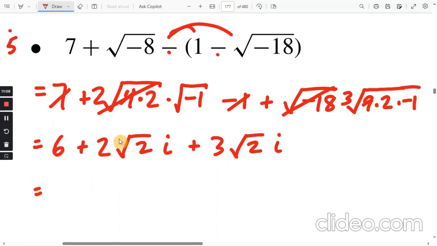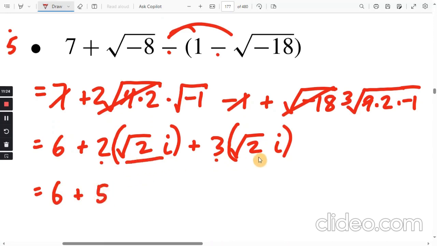Now, once again, these constants are both multiplied times radical 2I. So we have the 6, 2 plus 3 is 5. And both of those are times radical 2I. Final answer.